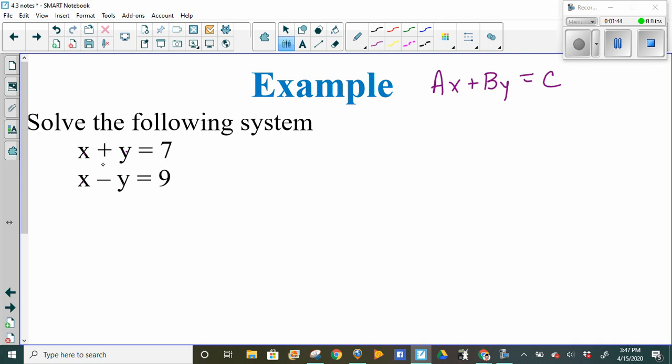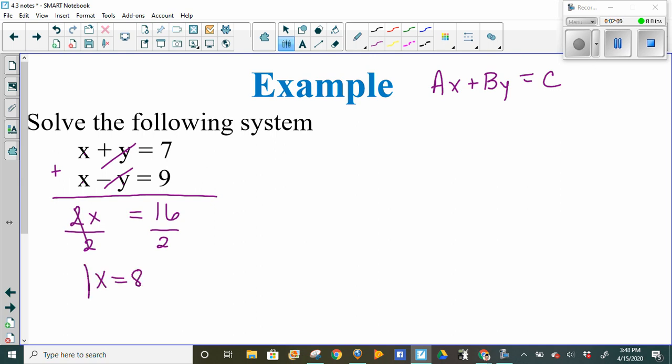So what I'm going to do, I want to eliminate the y because one is positive and one is negative. When I add them together, x plus x, I get 2x. Y plus a negative y, these two cancel out, equals 7 plus 9 is 16. And now you divide both sides by 2, and I find out that x is 8.